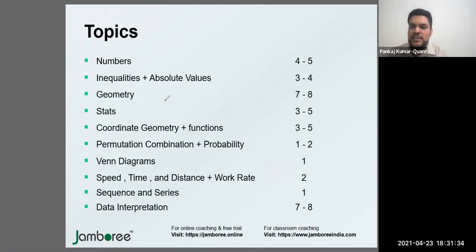This is the brief idea about the whole exam. You will be getting 4 to 5 questions of numbers, 3 to 4 questions of inequalities, 7 to 8 questions of geometry, and 3 to 5 questions of stats, coordinate geometry, PNC, and Venn diagram. But I've mentioned PNC and probability with 1 or 2 questions, which means those 2 topics have just 1 or 2 questions.